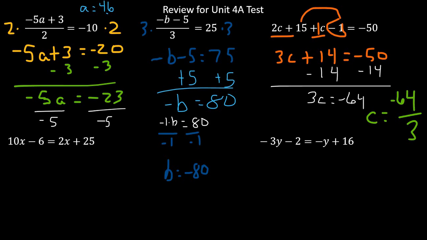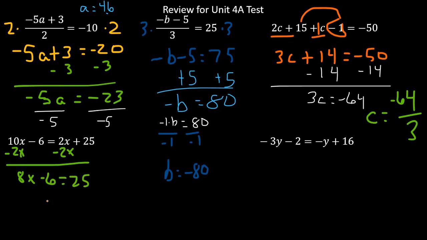For the bottom left one, 10x minus 6 equals 2x plus 25. There's lots of different ways we could approach this. I'm generally going to move all the letters to the left side first. So the opposite or inverse of a positive 2x is a negative 2x. So I'm going to subtract 2x on both sides. It's going to give us 8x minus 6 equals 25.